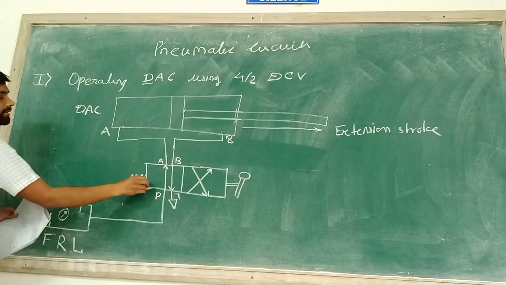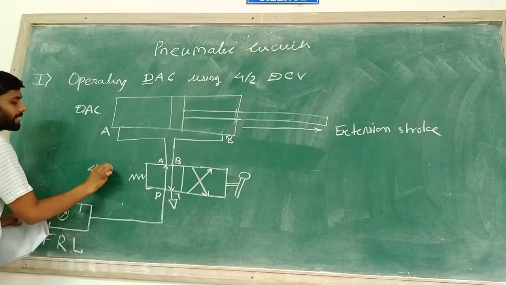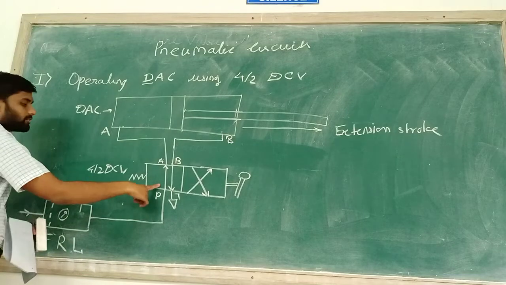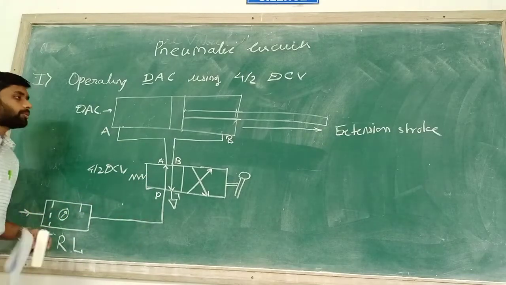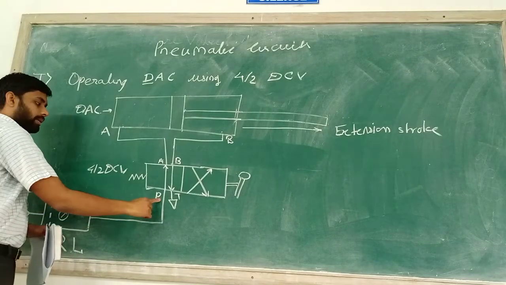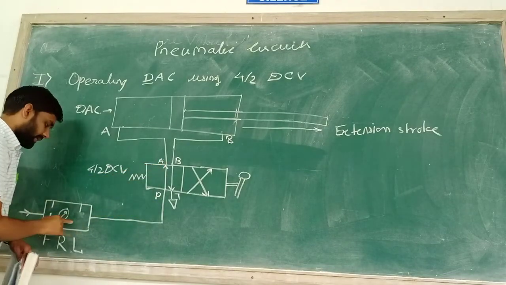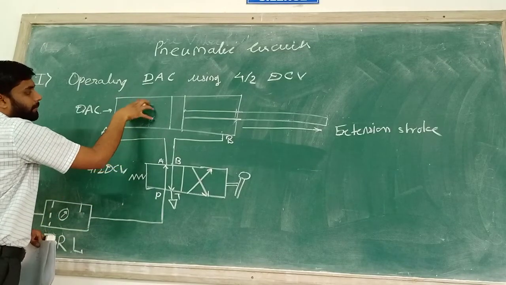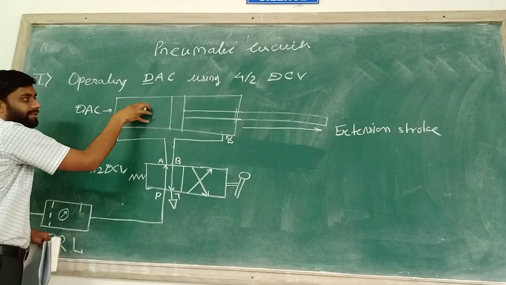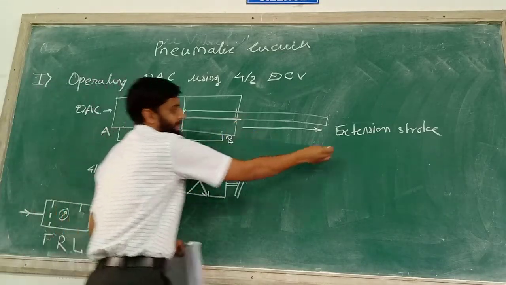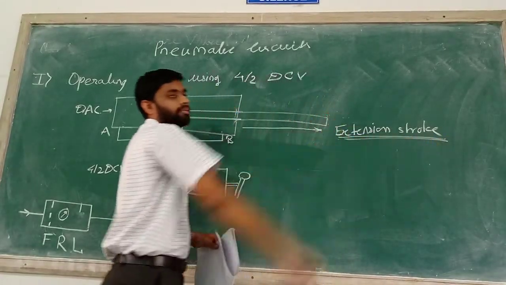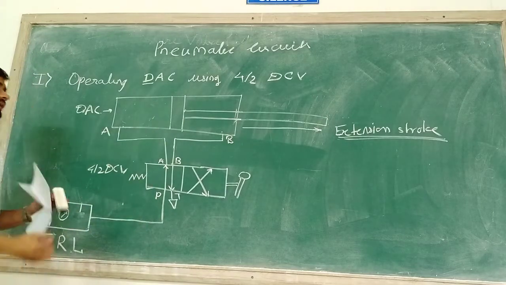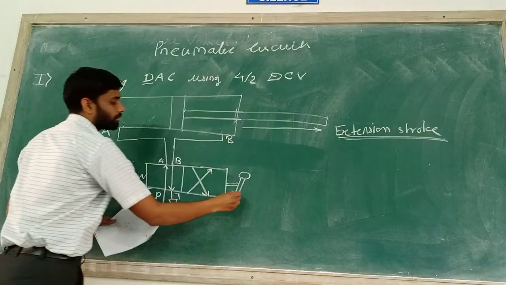Okay, this is FRL. This is a 4/2 direction control valve. It is a double acting cylinder. So during the first position of this 4/2 direction control valve, what is happening there? The port B is connected to the port A. The air coming from this FRL unit is going to this side of this piston. When the air pressure inside of this side increases, this piston moves in the outward direction, and we get the extension stroke here.